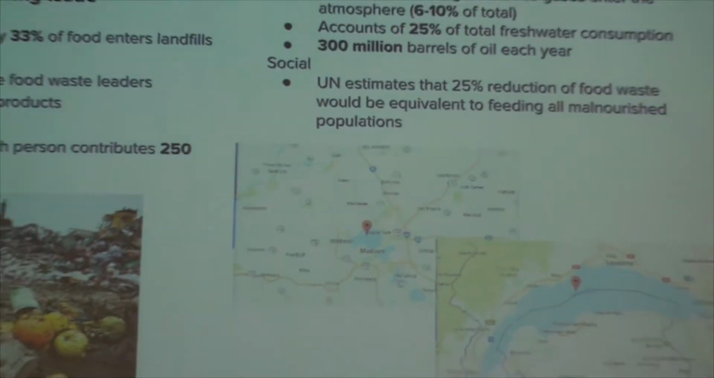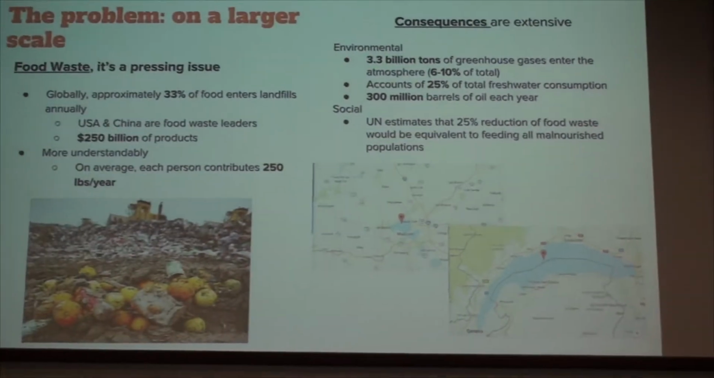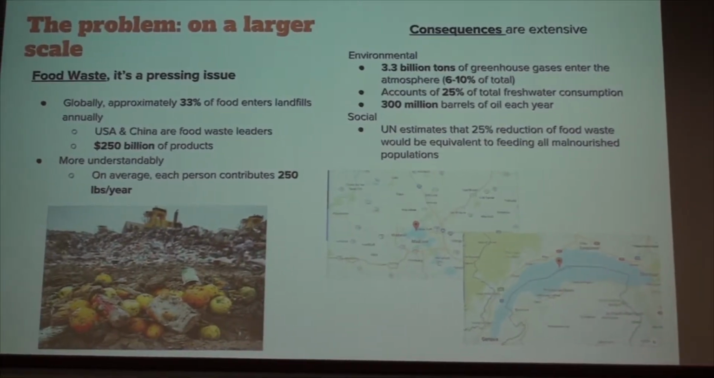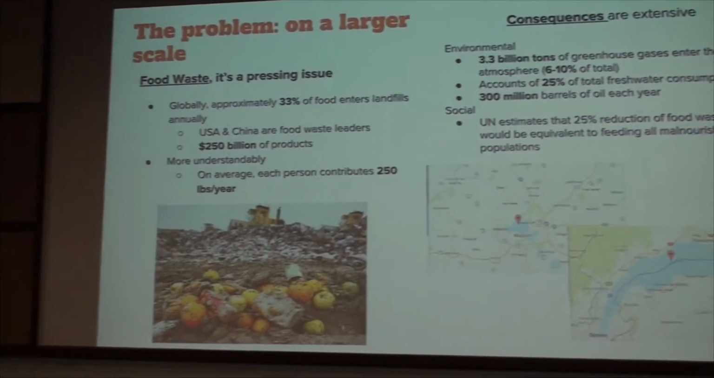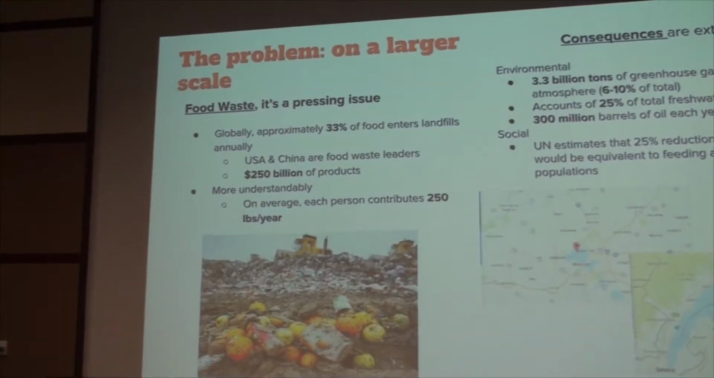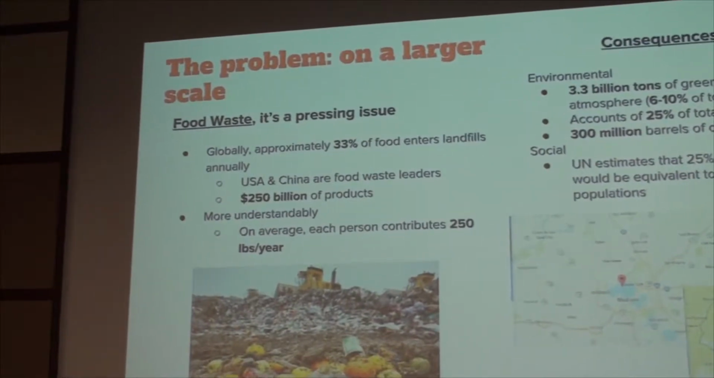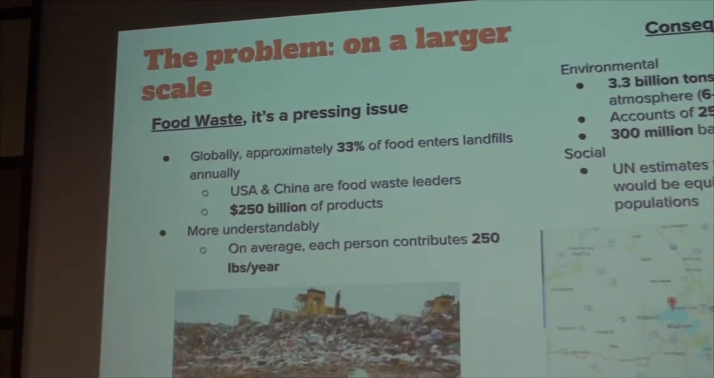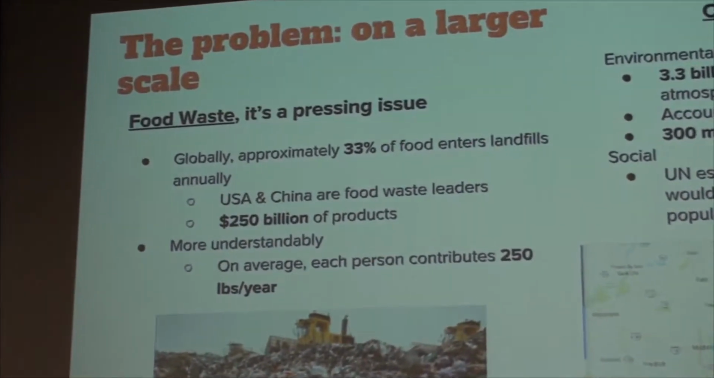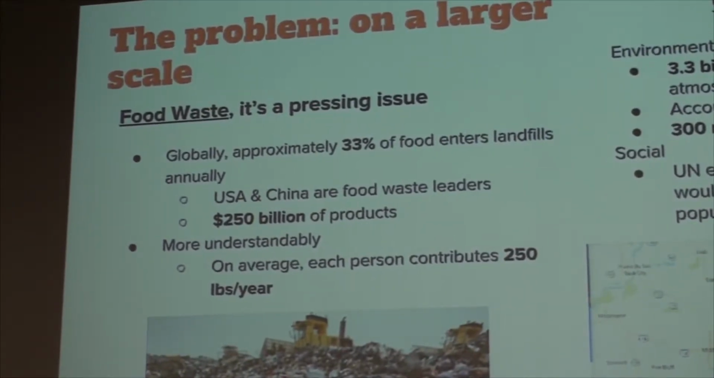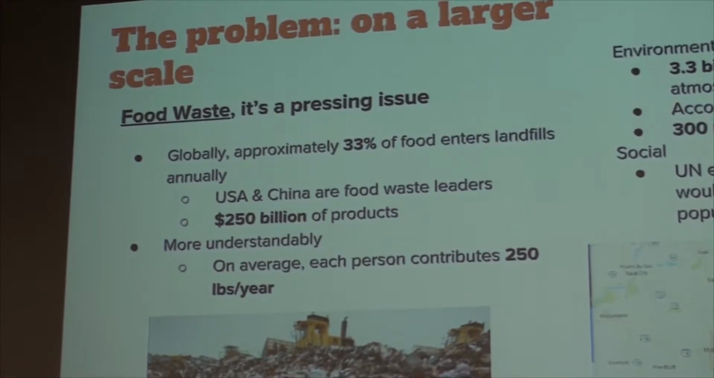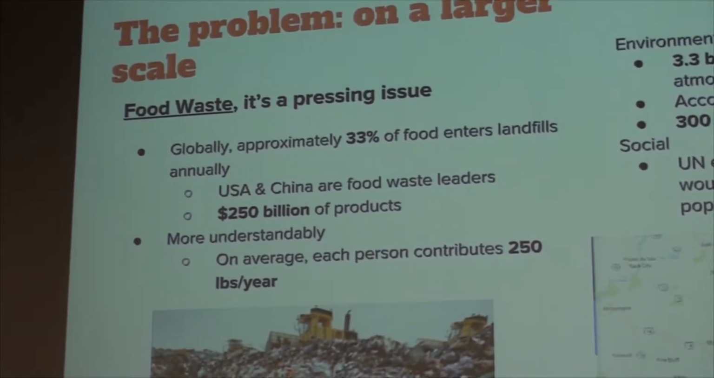So on a larger scale, our problem dealt with the issue of food waste. We're going to bring it down locally on the next slides, but I'd like to present some things that we have to consider when addressing this issue. So globally, on average, we waste about 33% of the food that we produce, which is a big deal, and that translates to about $250 billion every year, which, if that doesn't economically make you a little bit uneasy, I'll talk about other consequences that we're facing.